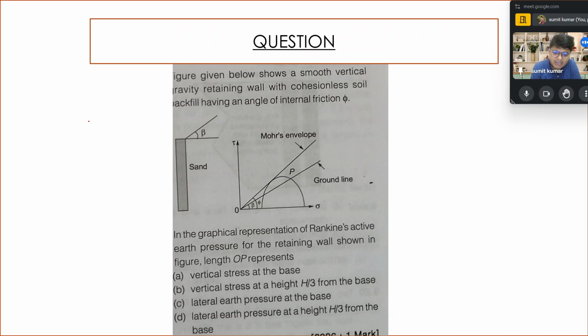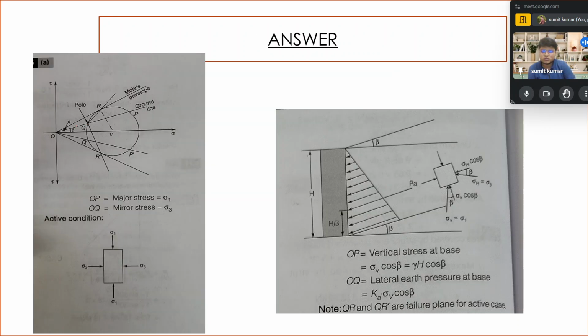So now the question is asking about the graphical representation of the Rankine active earth pressure on the retaining wall shown in the figure. The length OP represents the vertical stress at the base, or the vertical stress at h by 3 from the base, the lateral earth pressure at the base, the lateral earth pressure at h by 3 from the base. So as it is already represented as a ground line, you understood that option A is going to be our correct answer, as you have seen from this picture.